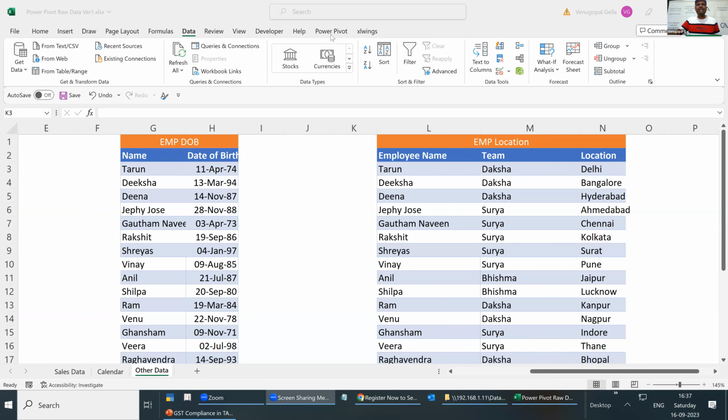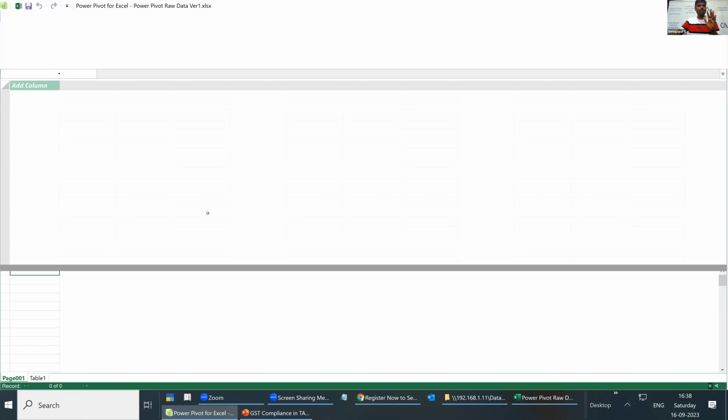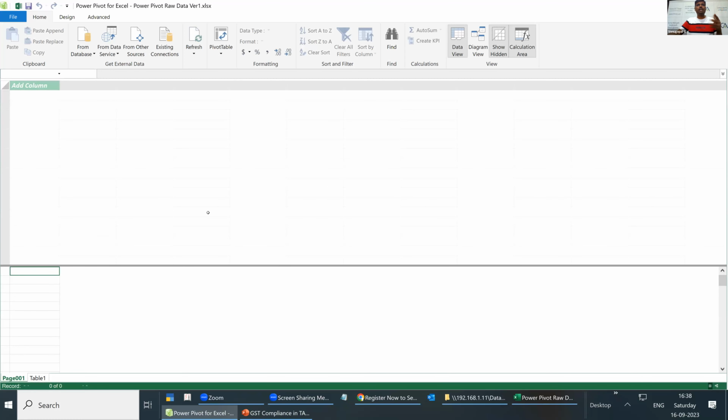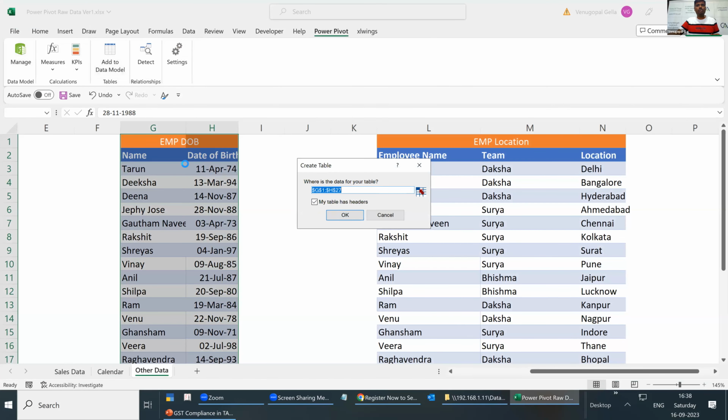Now I'm selecting the pivot and I'll try to manage the data model. I have not created any models, so you can see that everything is blank. There are no data models. So let me add the data models to it. Okay, so I'm adding a model. So this is the data.